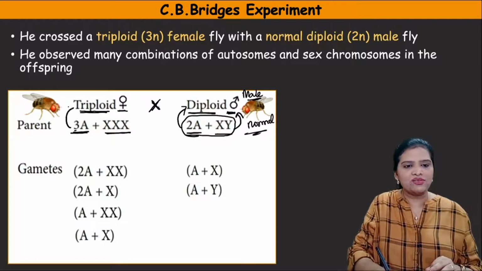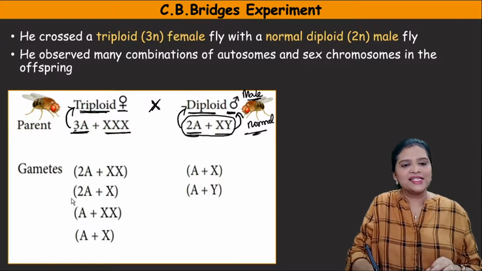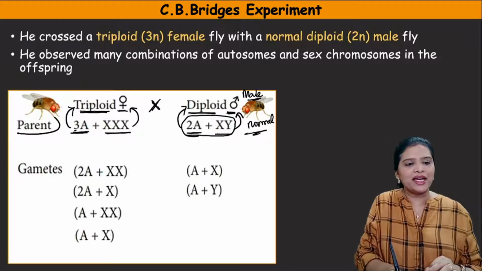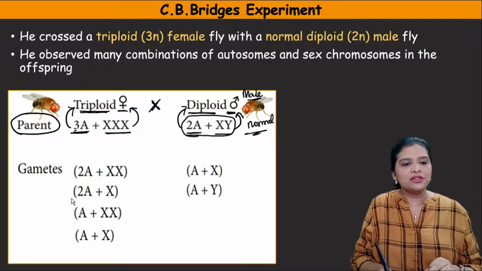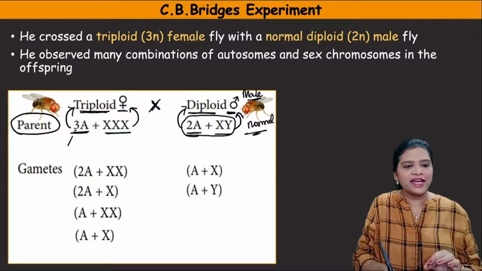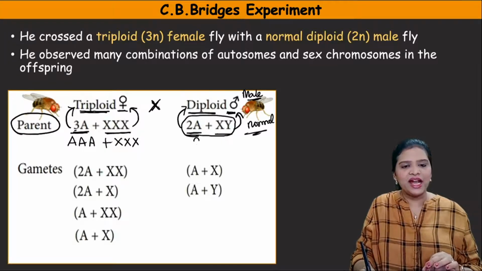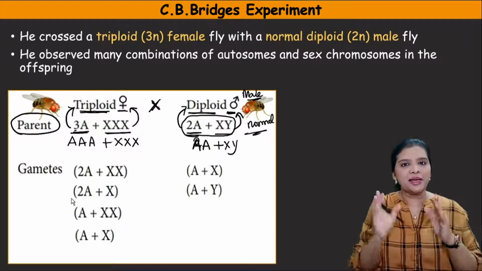Since it has 3 sets of autosomes, this is triploid. Since it is triple X, this is a female. So this is the parental generation. Understand? Got it? We can also write this in another form, AAA plus XXX. This is a triploid female. And here we can write this as AA plus XY, male. This is the parent.